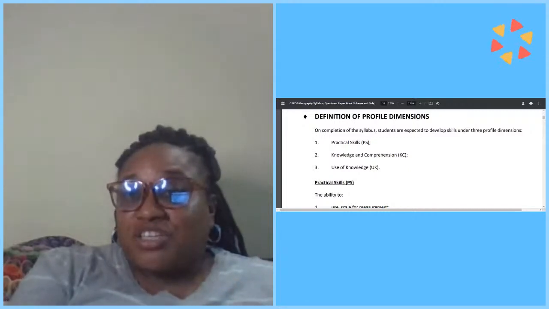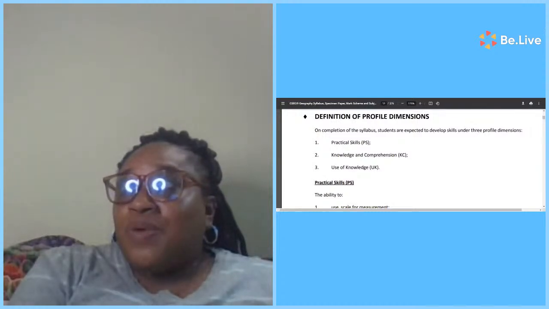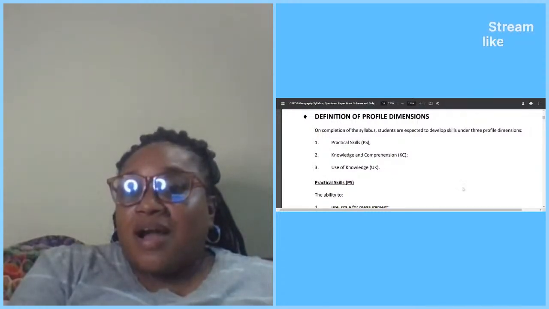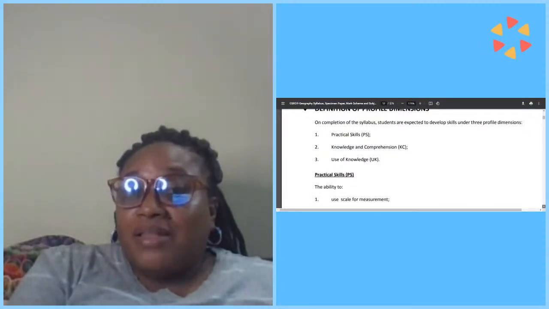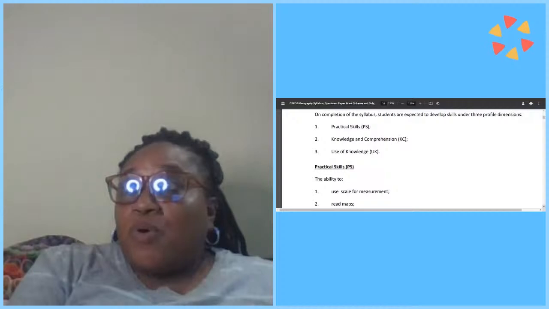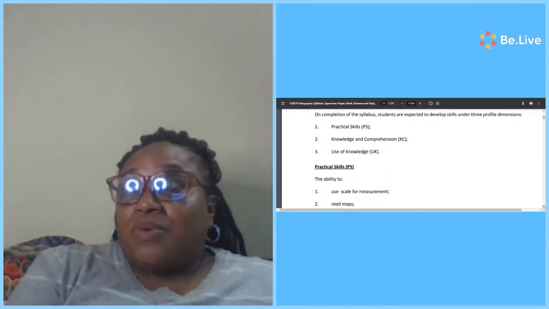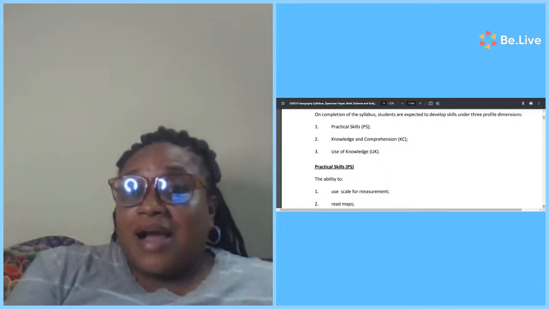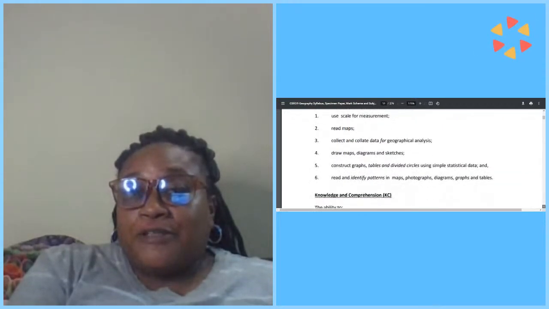You have three main sections in which it is marked. Your use of knowledge is the heaviest weighted section, meaning it carries the most marks. So if you don't do well in that portion of the exam, which is basically questions like explain, analyze, right? Those are weighted heavier. You're going to lose a lot of the marks, right?